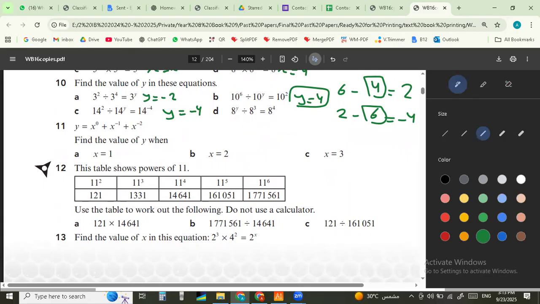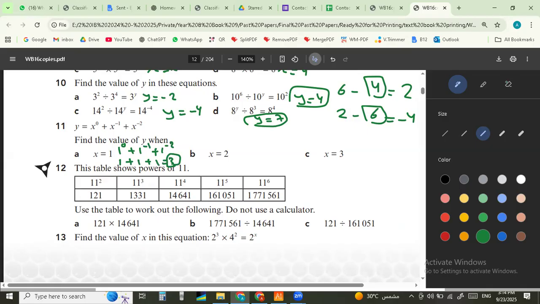All right. So here, we agreed here that y equals 7. All right. So if I say to you x to the power of 0 when x is 1, here I want 1 to the power of 0 plus 1 to the power of negative 1 plus 1 to the power of negative 2. 1 to the power of anything in the world is 1, even if it's to the power of 0. We know that anything to the power of 0 is 1, including 1 itself. So 1 to the power of 0 is 1, plus 1 to the power of negative 1 is also 1, plus 1 to the power of negative 2 is also 1. So the answer here is 3.